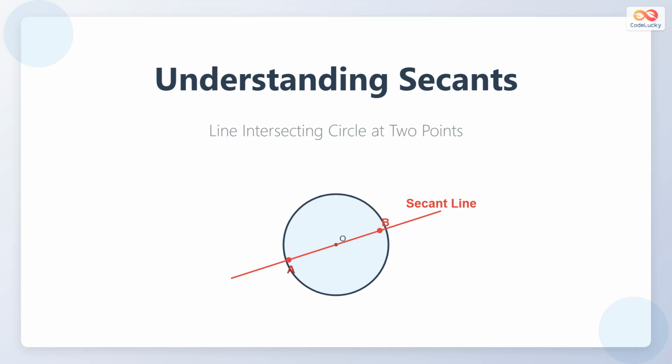Hello, students. Today we are going to explore a fundamental concept in circle geometry called the secant. A secant is a special type of line that interacts with a circle in a specific way. By the end of this lesson, you will understand what a secant is, how it differs from other lines, and the important theorems associated with it.